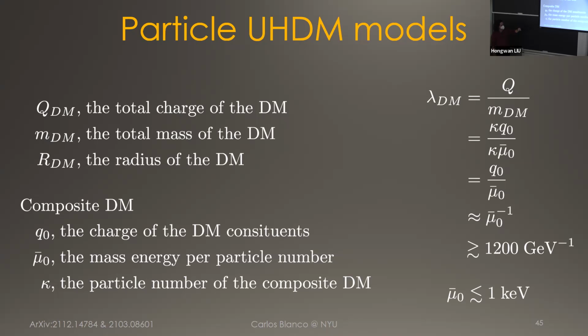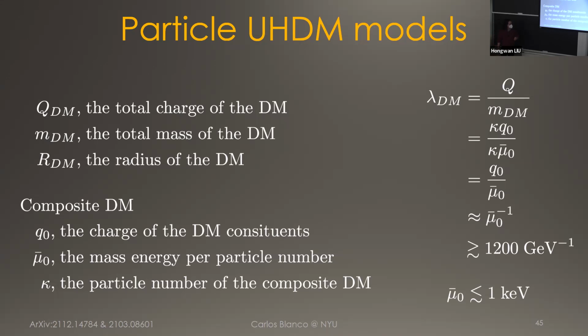And since that needs to be greater than 1200 per GeV, it implies that the mass energy per particle number needs to be less than a keV. So your binding energy for your composite model needs to be quite heavy. Otherwise, you'll have keV scale particles relativistic around Big Bang nucleosynthesis of the system. That's no good for anybody.